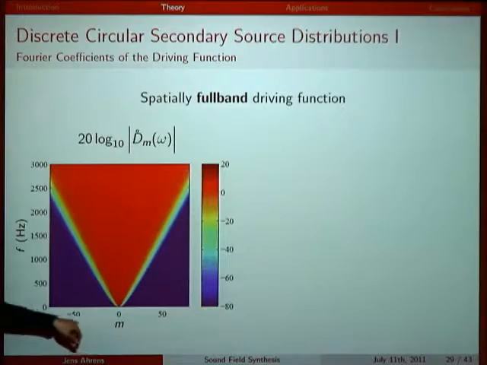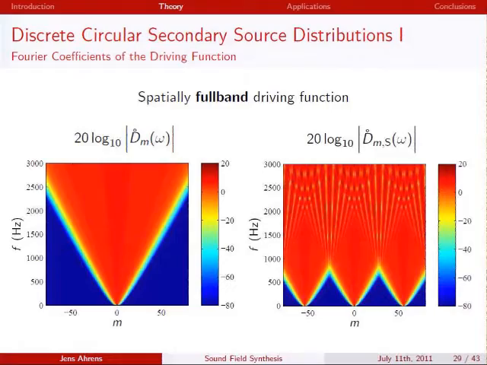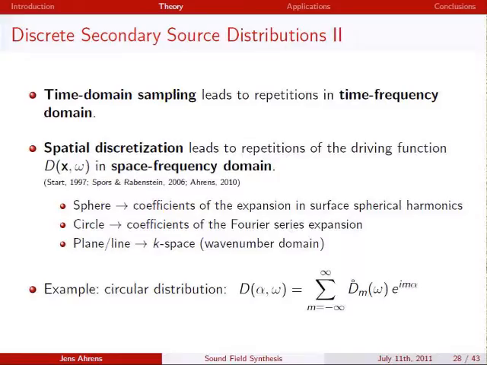On the horizontal axis, you have the order m. In the center is zero, and this is the time frequency. Why it is such is not significant for the moment. So this is what it looks like for a continuous driving function. If you sample this driving function, these spatial repetitions arise. Excuse me, what is again the x-axis? This is the order m, the index of the Fourier series, which you can interpret as some type of space frequency.